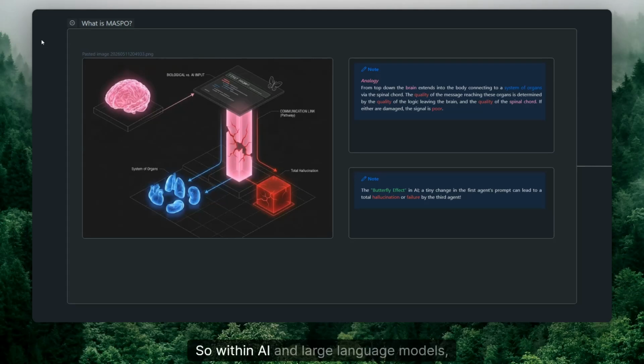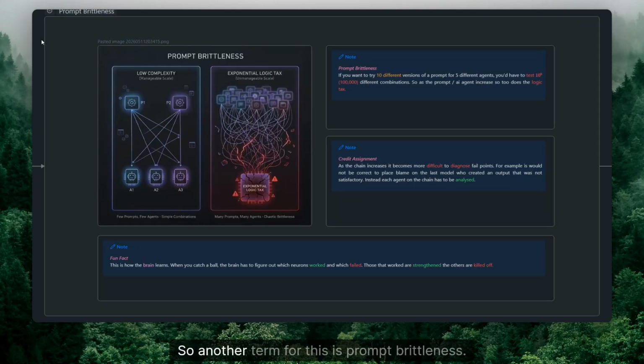So within AI and large language models, this is referred to as the butterfly effect, which I learned. And this is a tiny change in the first agent's prompt, which can lead to total hallucination or failure by the third agent. That input is then passed on to a second agent. That second agent is flawed and has a break in the chain, essentially. And then we'd start to have hallucinations, and then the final output is garbage or AI slop. So another term for this is prompt brittleness.